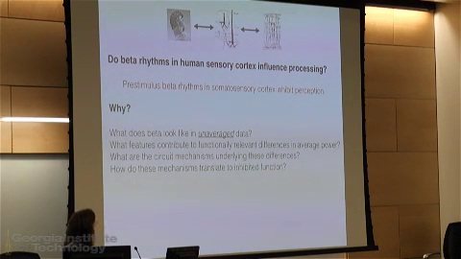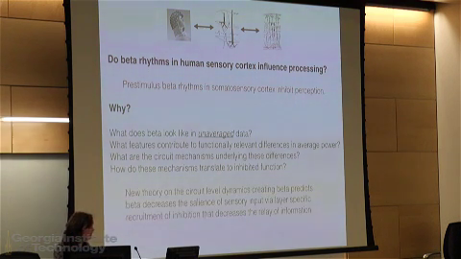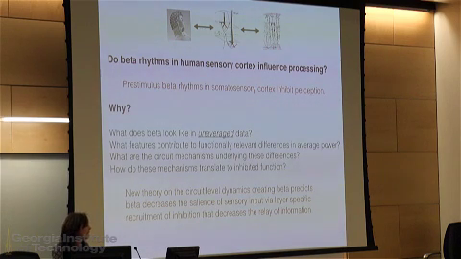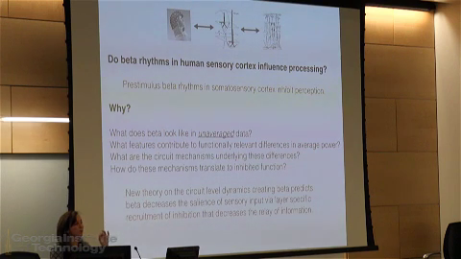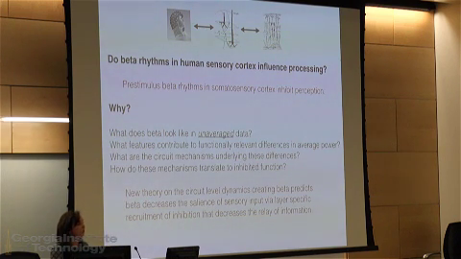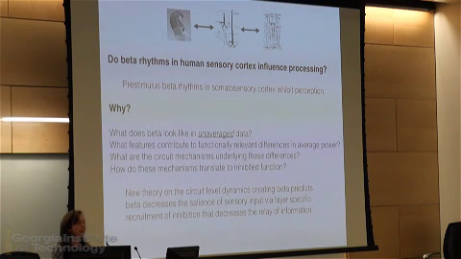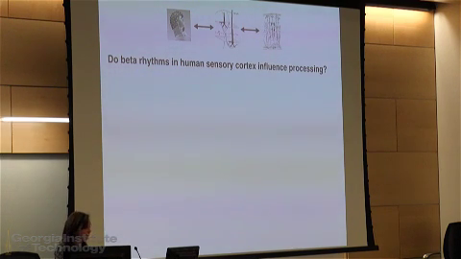And so in stepping through answering each one of these questions with our integrated approach, the punchline that I'm going to arrive at is that we've come up with a new theory on the circuit level dynamics that create beta. And this theory further predicts that beta decreases the salience of sensory input via the recruitment of layer-specific inhibition. And this inhibition decreases the relay of information throughout the brain. Okay, so I'm going to take you through many steps to get to this final punchline. So the first question: do beta rhythms in human sensory cortex influence processing?